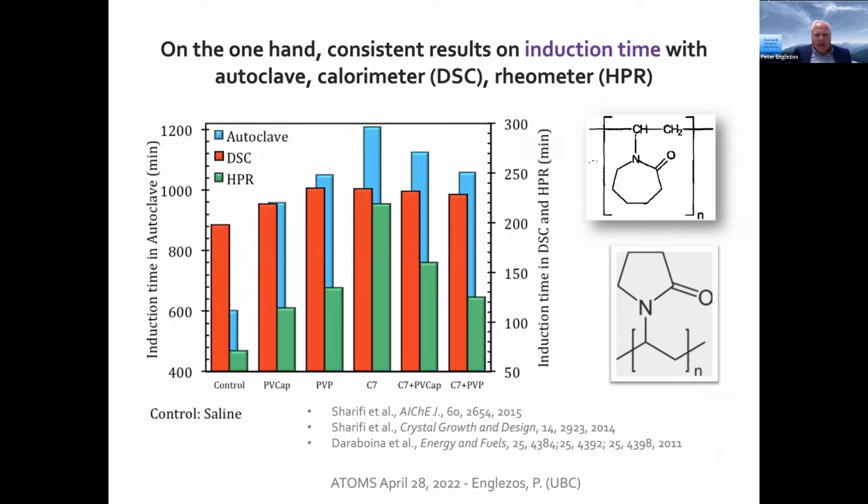Induction time is the time it takes for the onset of hydrate formation. What we're looking at here is the induction times in an autoclave, in a differential scanning calorimeter, a high pressure calorimeter, and in a high pressure rheometer. So for each system, there are 3 times. And you see that the induction times are different, even though the same chemical system is being used.